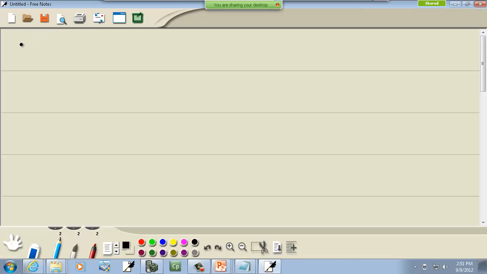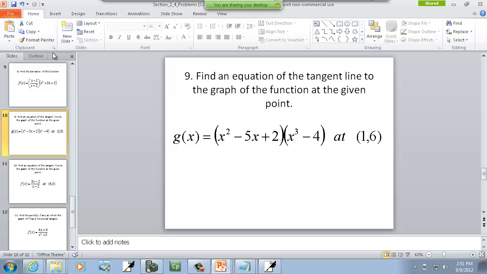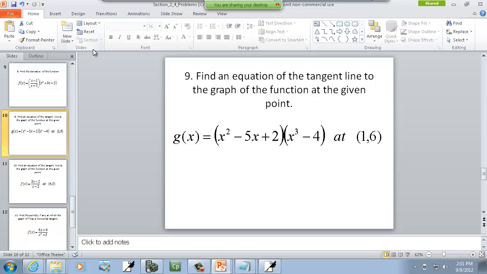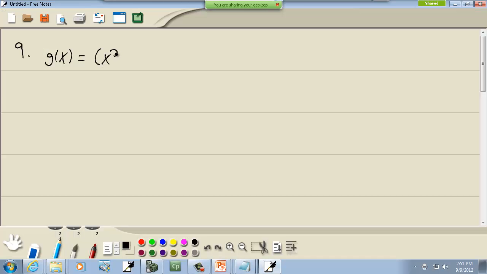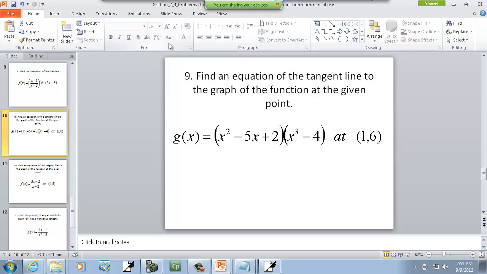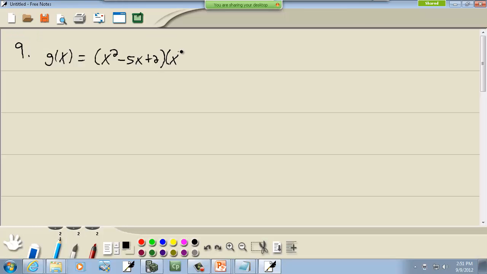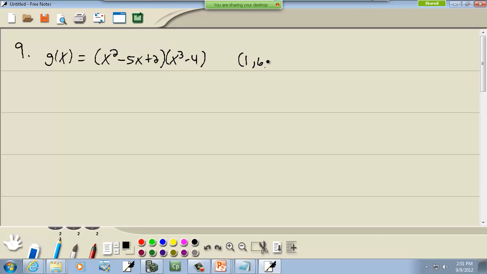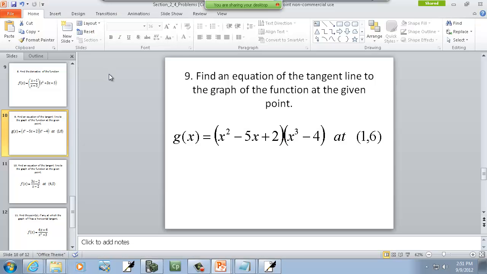Now, in case you're panicking, that was one of the hardest ones in that section. I chose one similar to it. Let's see, g of x is equal to x squared minus 5x plus 2, and then x to the third minus 4, at 1/6. I might have actually, on that previous problem, multiplied the two polynomials together and just done the quotient rule and ignored the product rule altogether. Now this is asking us to find the equation of the tangent line.